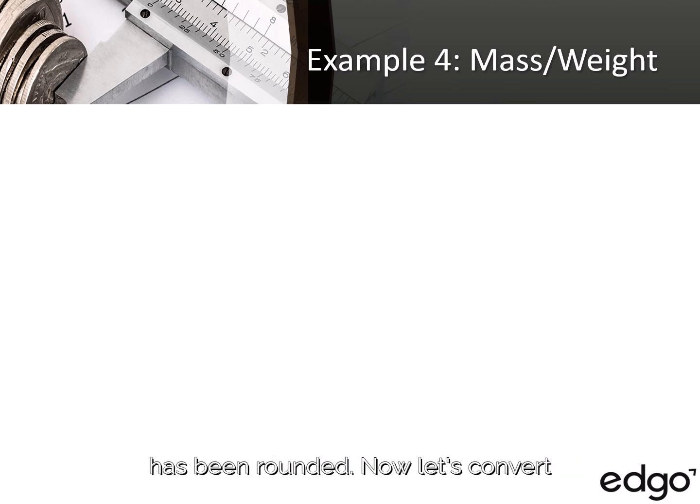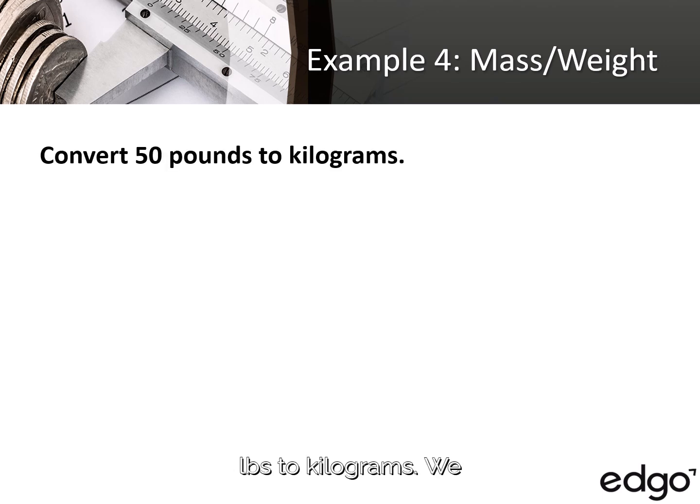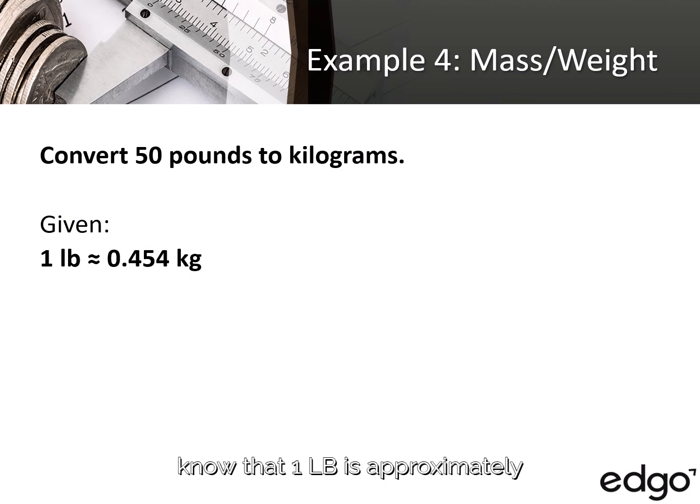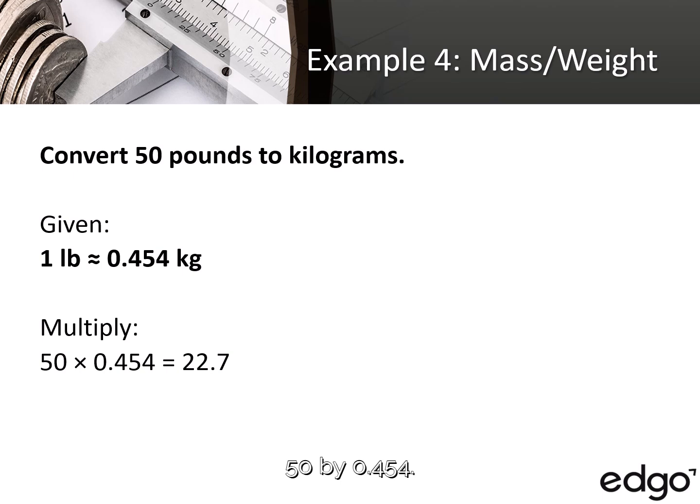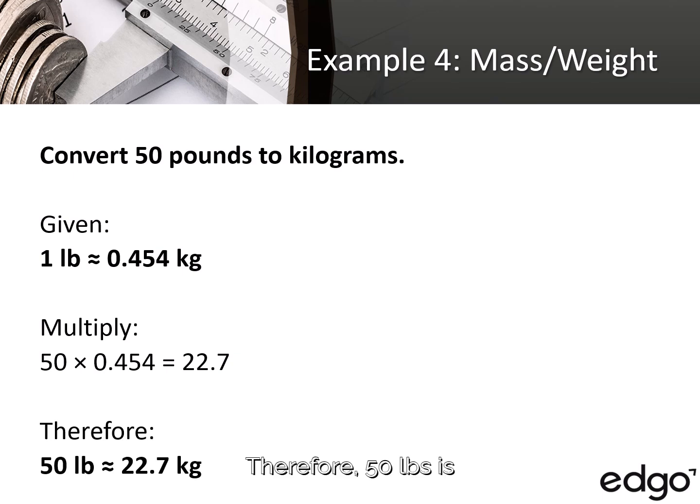Now let's convert in the opposite direction. Convert 50 pounds to kilograms. We know that 1 pound is approximately 0.454 kilogram. Multiply 50 by 0.454. The result is 22.7. Therefore, 50 pounds is approximately 22.7 kilograms.